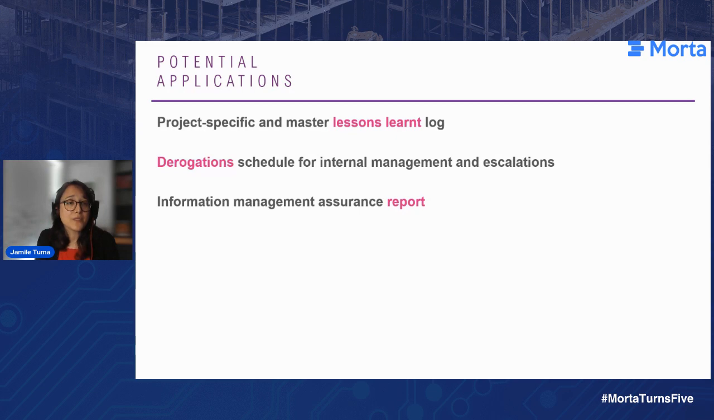Same for derogations, for internal management and escalation. It's a bit tricky to manage at the moment. If there is an item that is constantly getting derogated by multiple delivery teams, it's probably something that we need to keep track of and escalate with the client. Do we need to review this requirement? There's something going on here. So it's something that we have in mind as well.